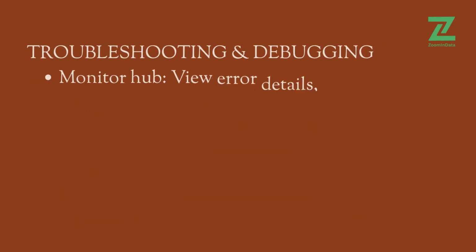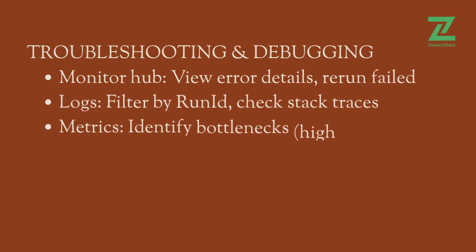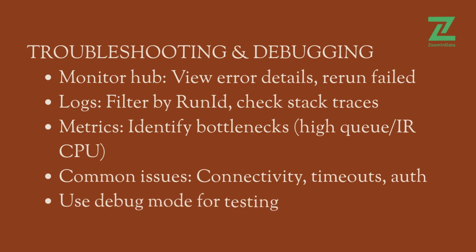For troubleshooting, start in the ADF Monitor Hub to view error details and rerun failed activities. Dive into logs filtered by run ID to examine stack traces. Check metrics to spot bottlenecks like high queue lengths or IR CPU spikes. Common issues include connectivity problems, timeouts, or authentication failures. Use pipeline debug mode to test changes without full runs.